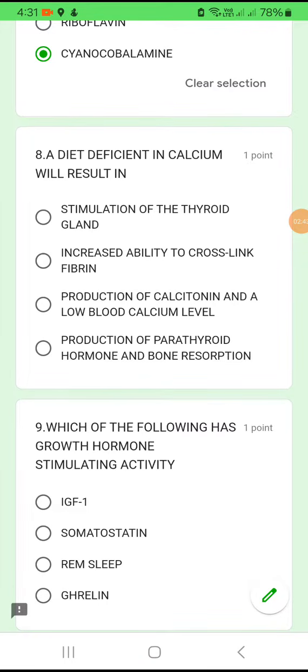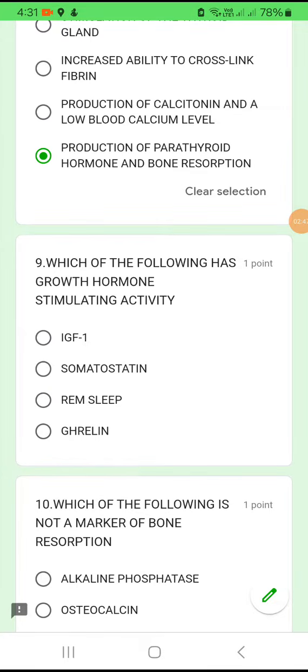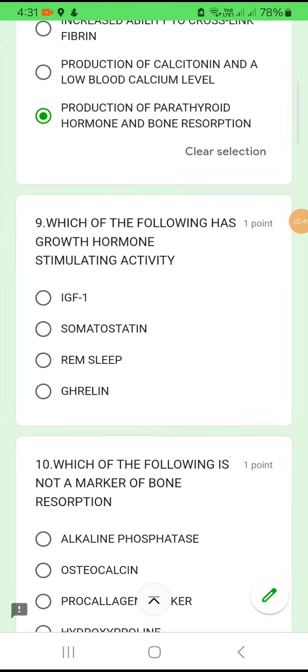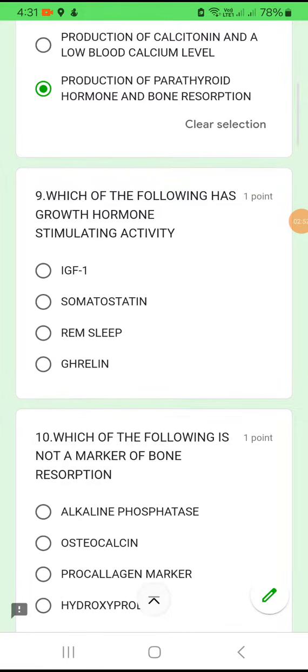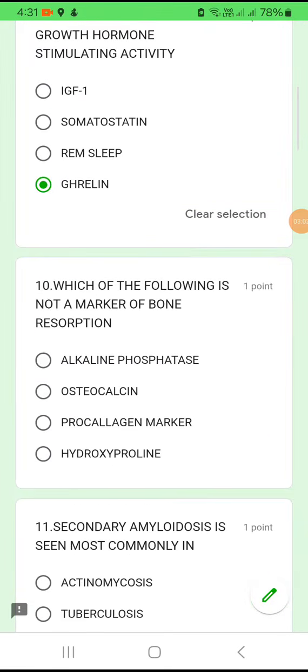whenever there is deficiency in calcium. Question number 9, which of the following has growth hormone stimulating activity? So which one is growth hormone stimulating activity? IGF-1, somatostatin, REM sleep or ghrelin. Okay, so which one is growth hormone stimulating? Ghrelin. Option D is the answer.